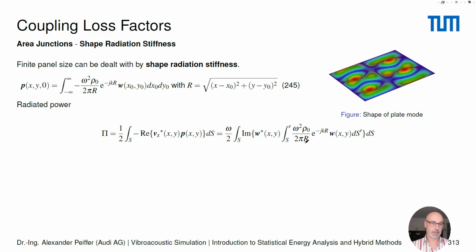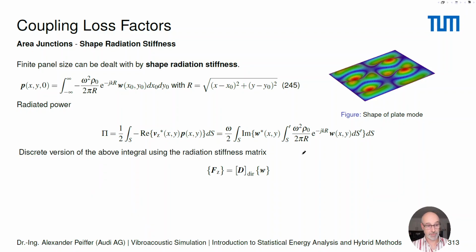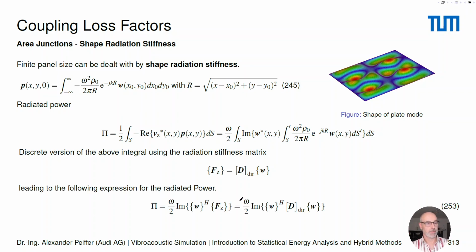This means that we are ending up with a double integral, which means calculating the radiating power of specific shapes is quite complicated. However, we can use the discrete version that I have derived before. In this case, it would be the force that would come from the free field radiation stiffness using the discrete version of the area junction. And at the end of the day, this double integral is then converted into a triple matrix multiplication.